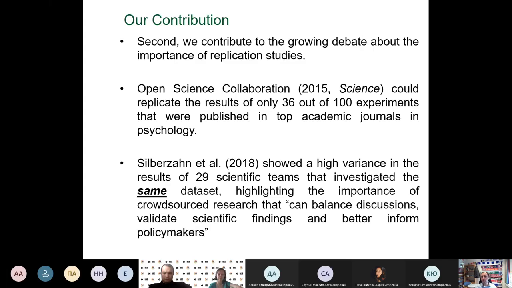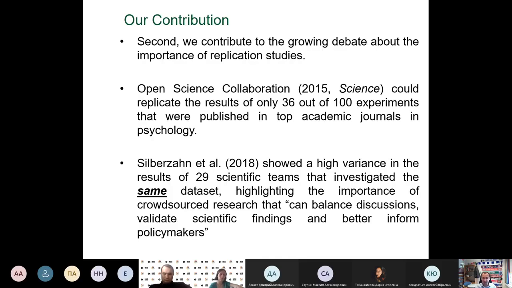Second, we contribute to the growing debate, and in fact, I think this is the main contribution of this paper. There is a big replication crisis in science. For example, in 2015, the Open Science Collaboration, with like 100 co-authors in this study, could replicate the results of only 36 out of 100 experiments that were published in top academic journals.